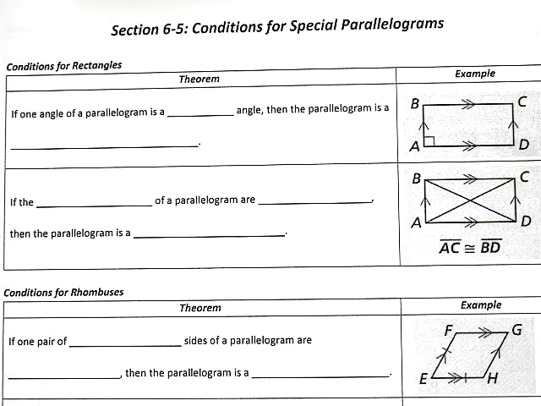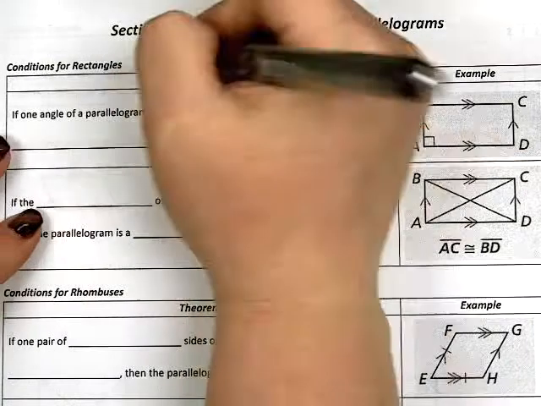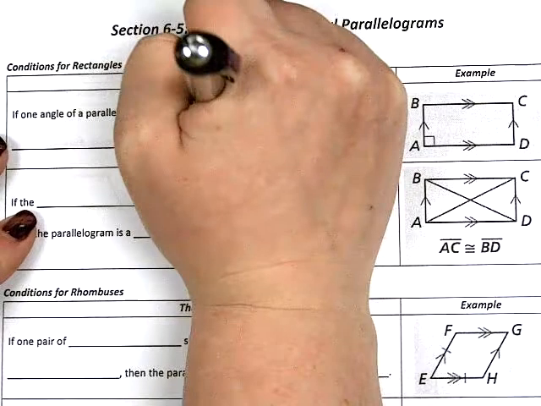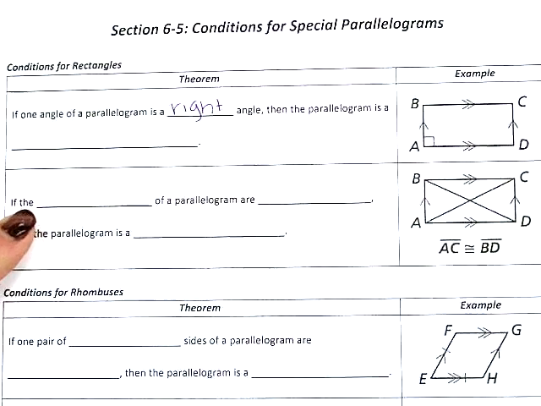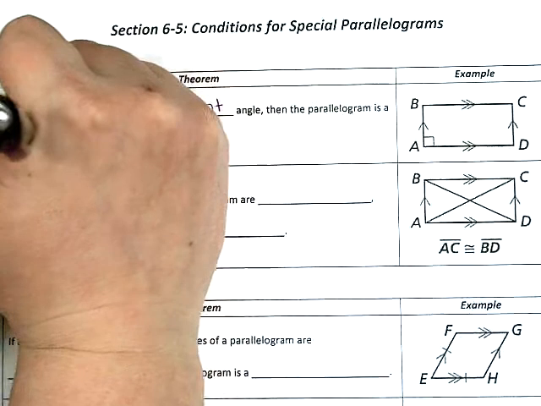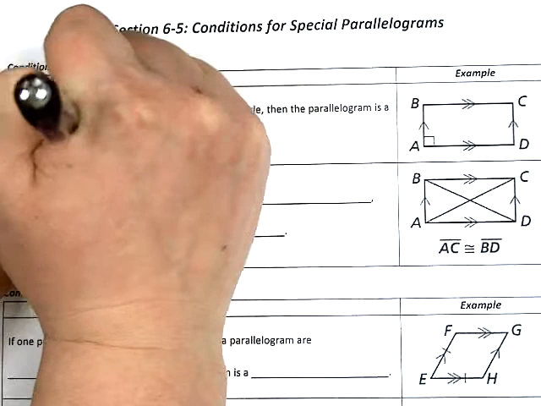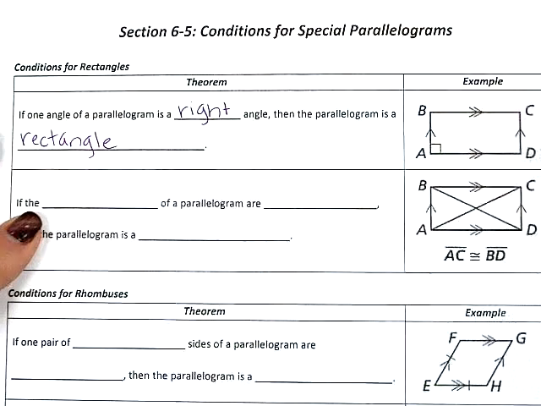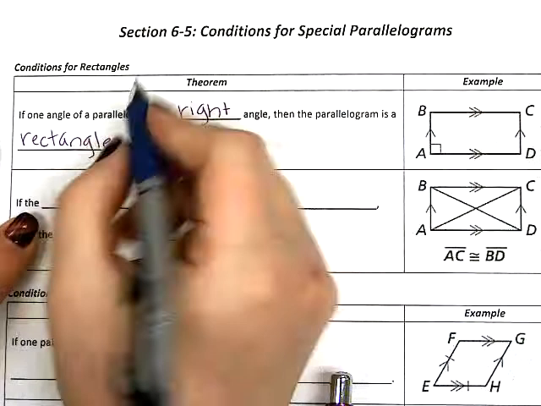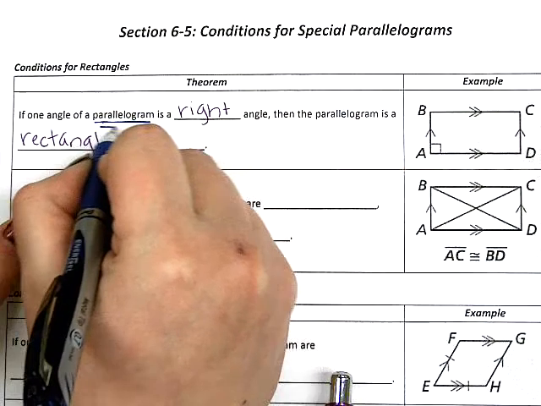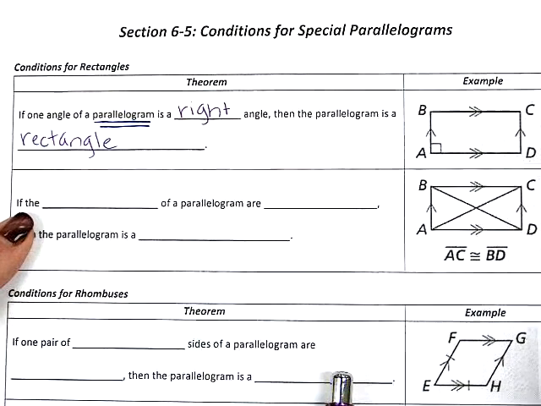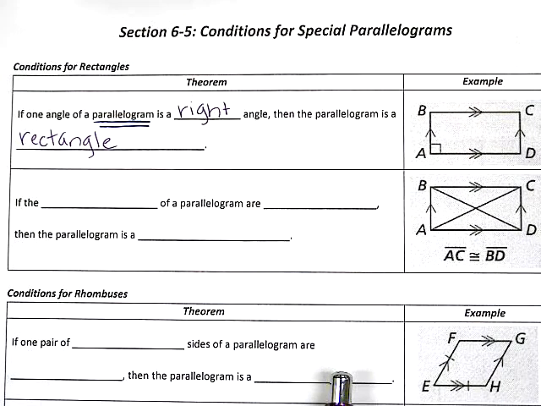We are going to start with: if one angle of a parallelogram is a right angle, then the parallelogram is a rectangle. Okay, the important part that I want to point out here though is that we are starting with the fact that it is in fact a parallelogram. If it's just some four-sided figure with a right angle, we don't necessarily know that it's a rectangle.